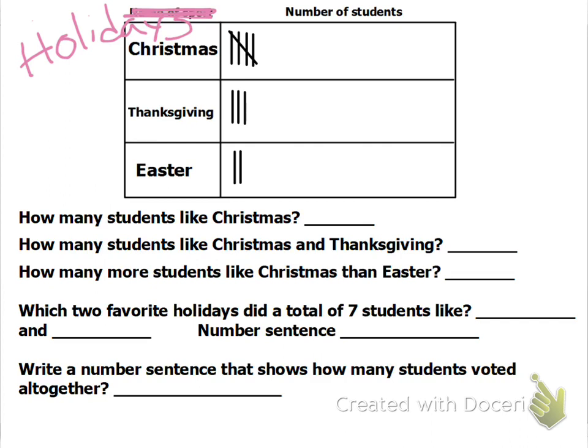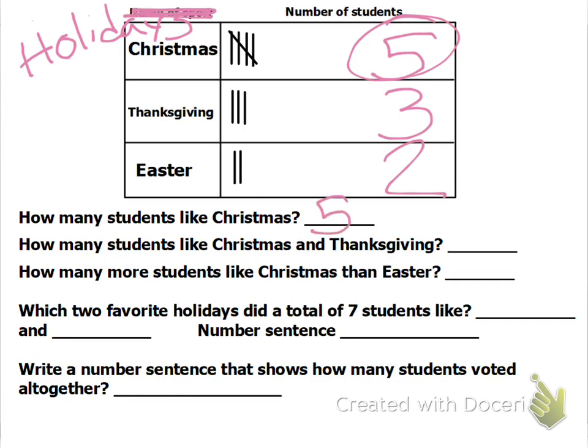So what I always like to do before I answer questions is just to write the actual number by these tallies of how many students voted for each holiday. So for Christmas it was 5, for Thanksgiving it was 3, and Easter was 2. So that's how many students liked Christmas. So since we already wrote the number, we know it's 5.